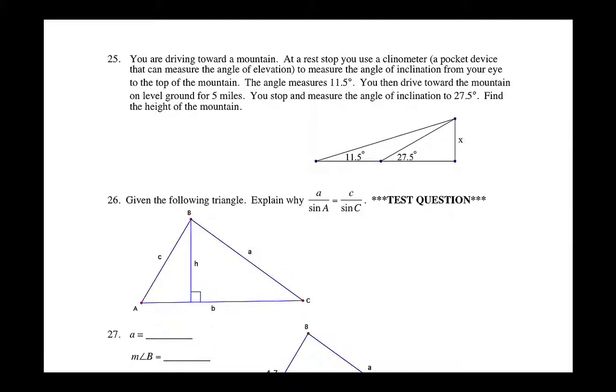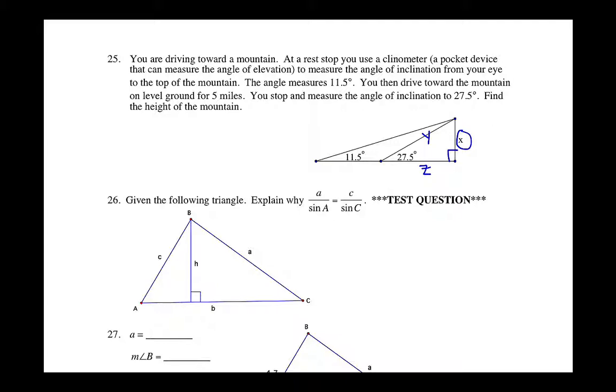For problem number 25, you can read the problem, but the main thing is all the stuff is on the picture already. We want to find the height of the mountain here, which is x. So the vertical and the horizontal are always going to make a 90-degree angle, but I don't have enough measurements on this picture. If I could find this length, I'll call it y, or this length, I'll call it z, I would be able to do some sine, cosine, or tangent.